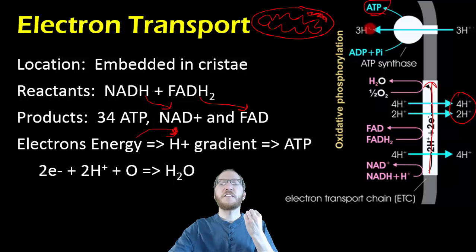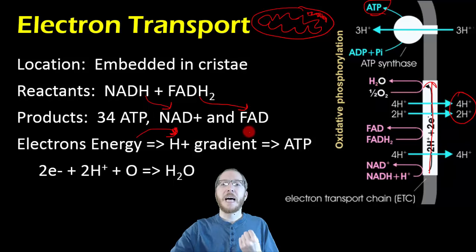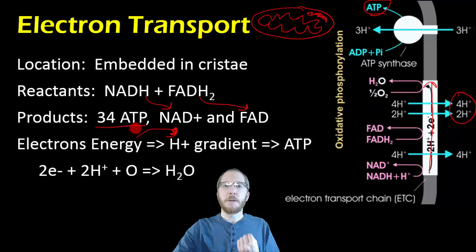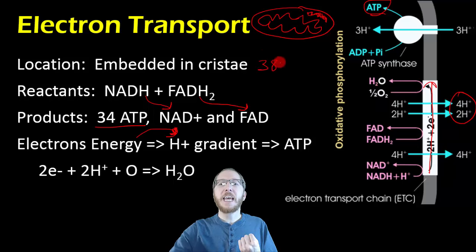So this is where we're going to produce most of the ATP that we get from cellular respiration will come from this final step where we strip electrons from NADH and FADH2, use those electrons' energy to make the H+ gradient, and then allow the H+ gradient to diffuse through ATP synthase. This nets us 34 ATP. So that's 34 ATP out of a total max of 38 that can be produced per glucose.